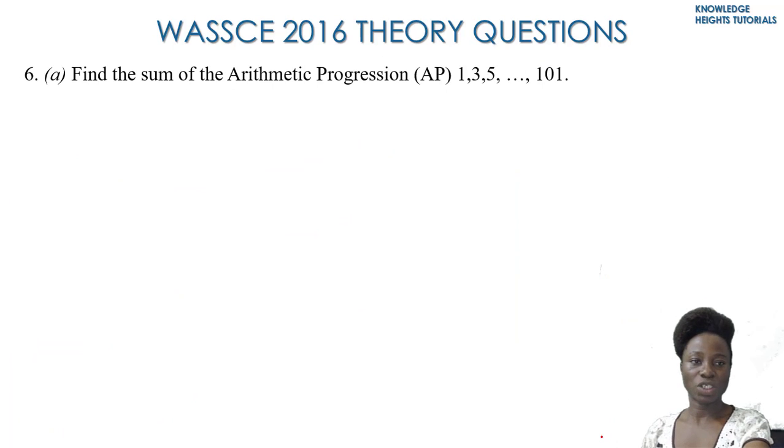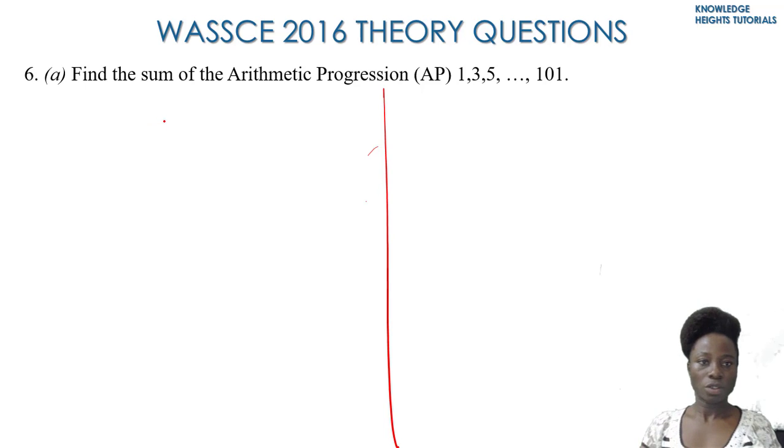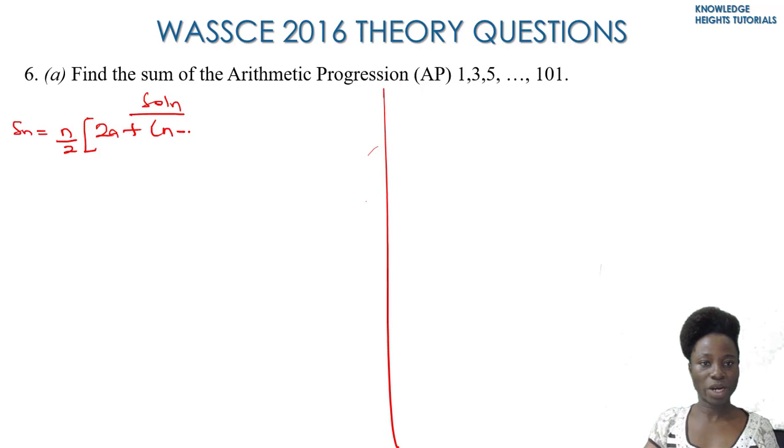Quickly, let's move to question 6. In question 6, we've been given an arithmetic progression and we're supposed to find the sum of the arithmetic progression. So how do we find the sum of an arithmetic progression? It is equal to what? n over 2. This is the formula. Parenthesis open 2a plus bracket open n minus 1 bracket close d.